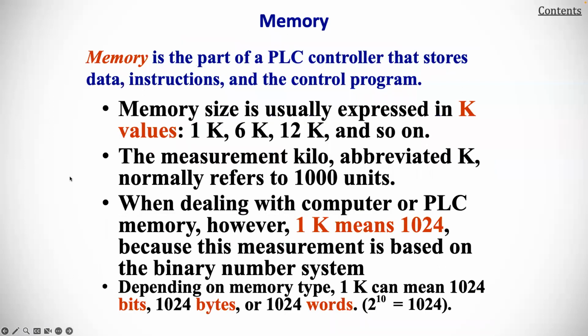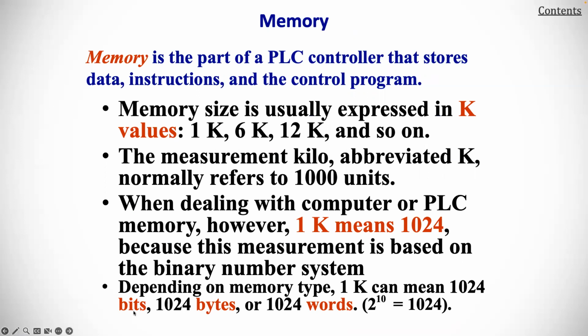So just to finish up, memory is the part of the PLC controller that stores data, instructions, and the control program. Memory size is usually expressed in K. K stands for 1,000, so a value like 1K, 6K, 12K, and so on. The measure kilo, abbreviated K, normally refers to 1,000, like I said. When dealing with a computer or PLC memory, however, 1K means 1024 because the measurement is based on the binary system. Thus, 2 to the 10 is 1024. Depending on memory size, 1K can mean 1024 bits, 1024 bytes, or 1024 words.